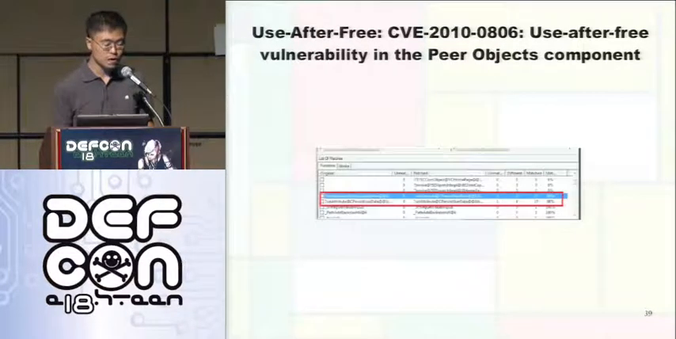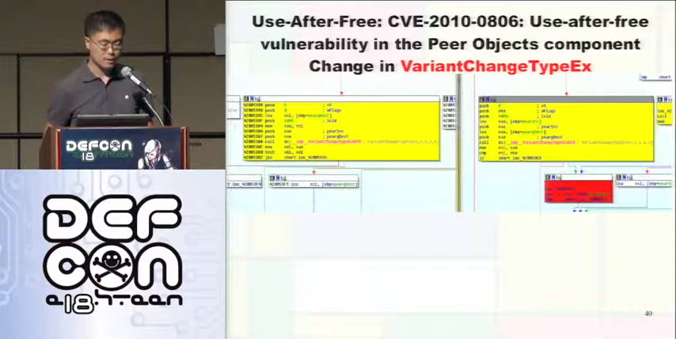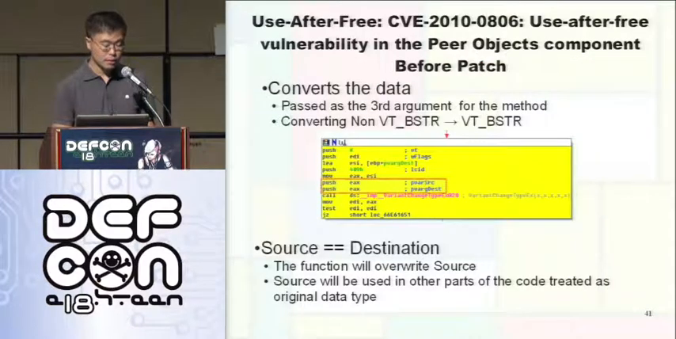And both of them have the same patterns inside. And the pattern is like this one. There are some changes inside the VariantChangeTypeEx call. In the original one, VariantChangeTypeEx takes a first and second argument, and the first one is the destination, and the second one is the source.